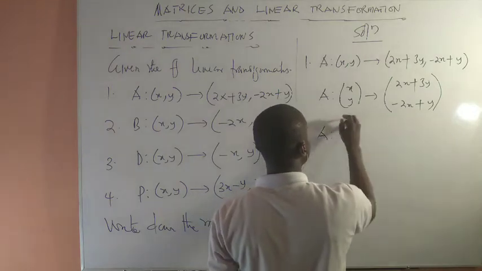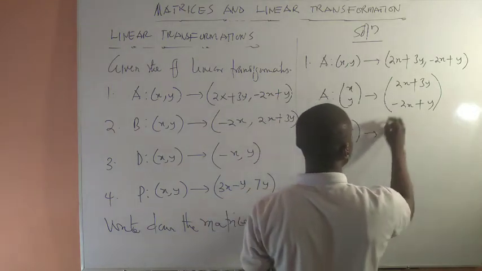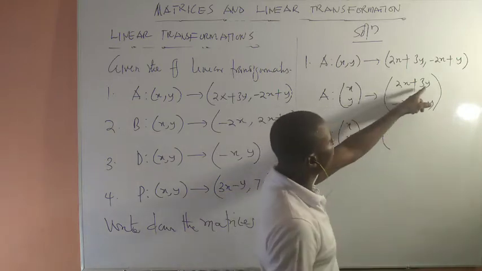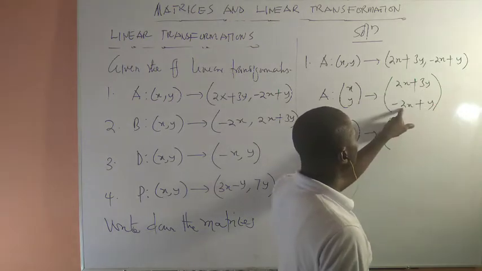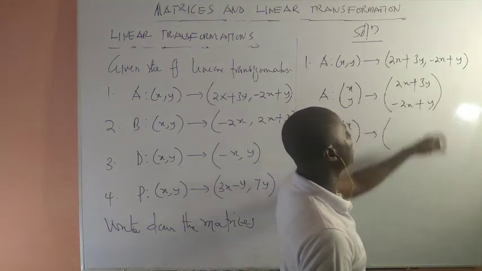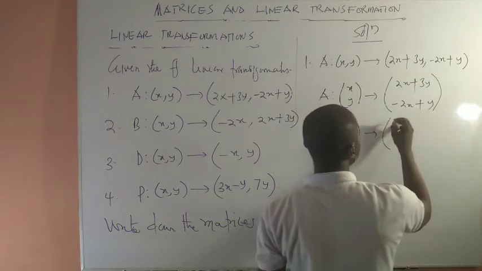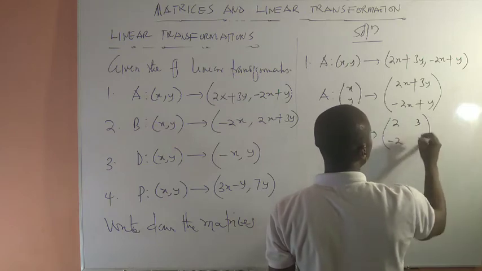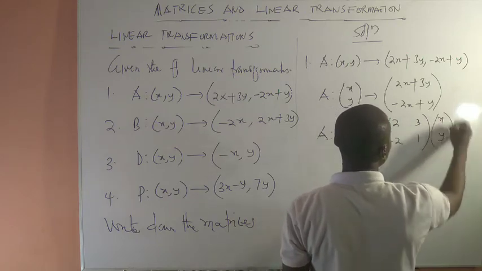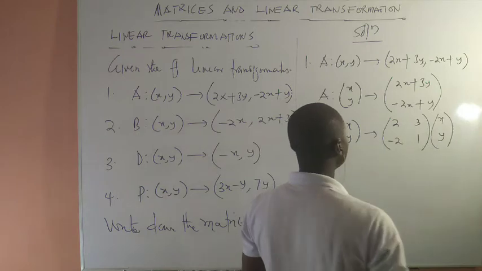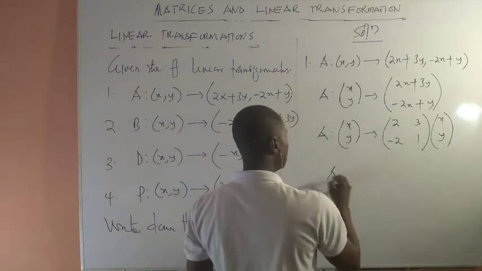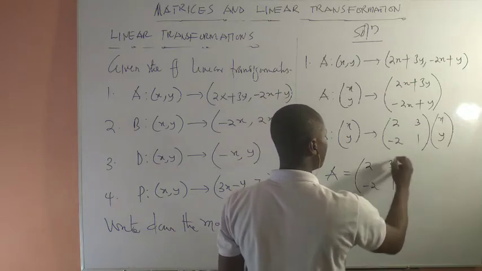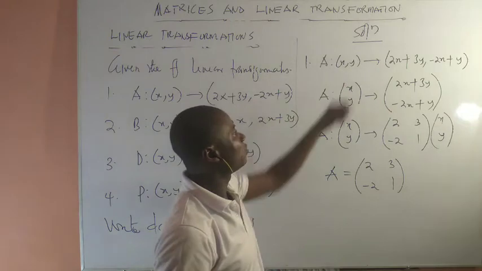And so this can also be expressed as A of (x, y) maps to, now you realize that the coefficient of the x term here is 2, that of the y term here is 3, that of the x term here is minus 2, and that of the y term here is 1. So this can be written with the coefficients 2, 3, minus 2, 1. When we multiply this by (x, y), we get back what we have here. And so we can see that the matrix A is 2, 3, minus 2, 1. So this is the matrix of this particular linear transformation.